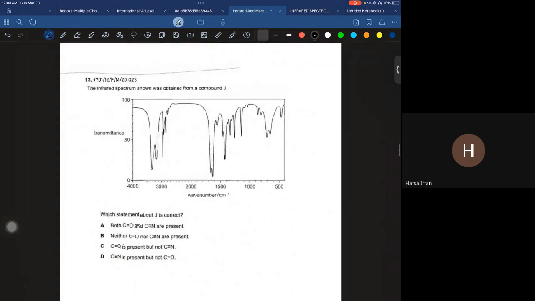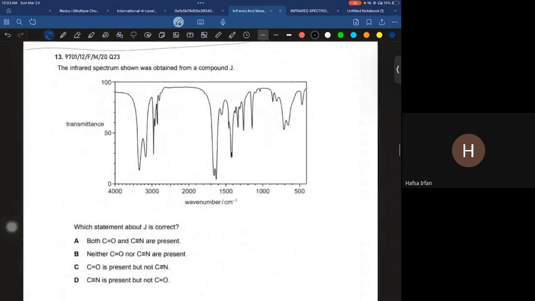Yeah. See this question. Jaldi, jaldi, jaldi.